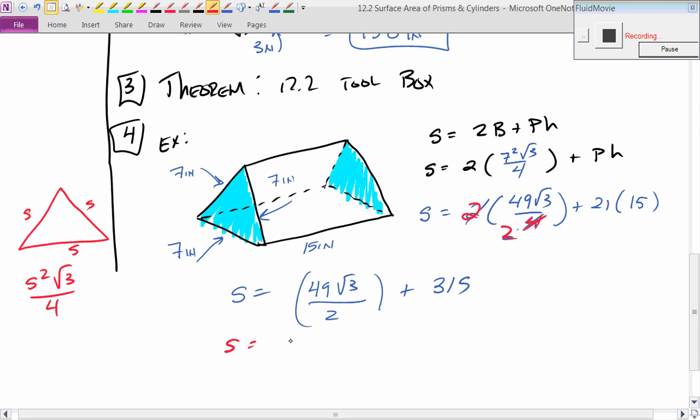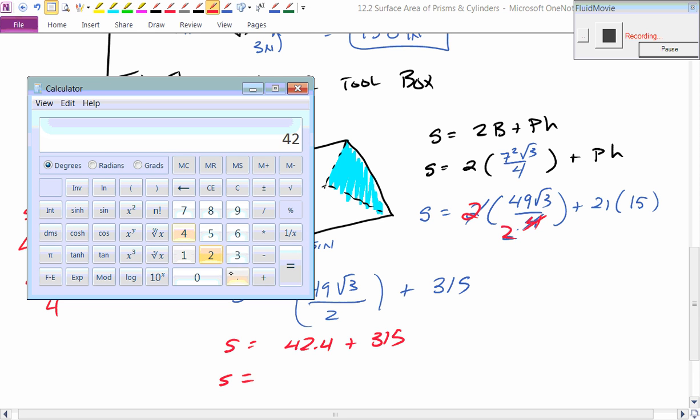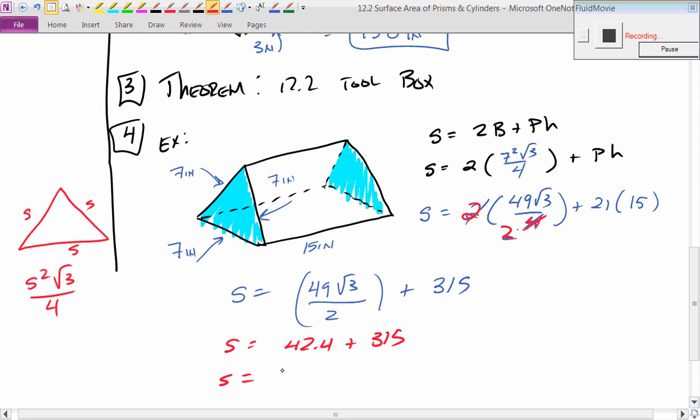So S is equal to 42.4 plus 315. So the surface area would be, if we add that up, 42.4 plus 315. Can we move past that, please? Thank you. It's 357.4, and we're calling this inches squared.